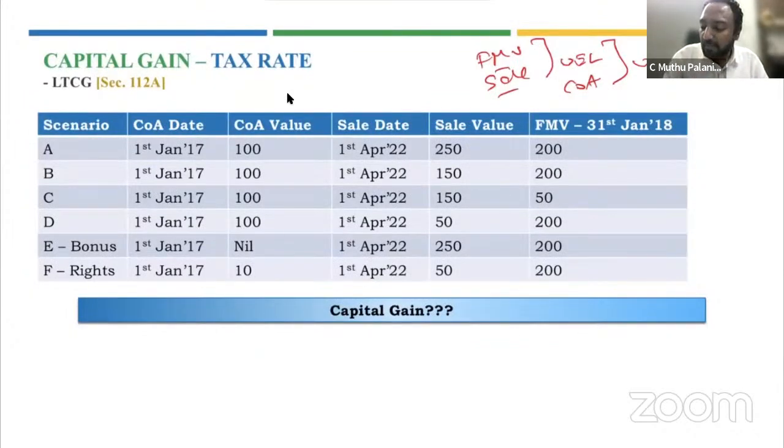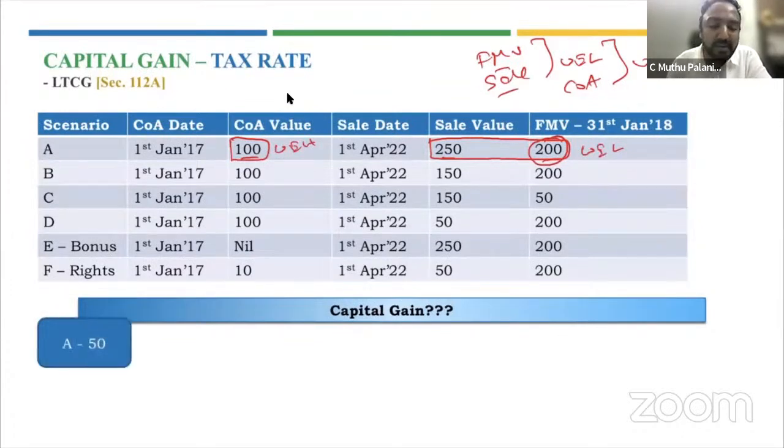Here, what are we saying? My cost of acquisition is 100. My sale value is 250. My fair market value on 31st January is 200. Now, first exercise is to compare these two, 200 and 250. I'll take whichever is lower. So my lower is 200. Now I compare 200 with 100, and I take whichever is higher. So 200 becomes my higher. So my sale value is 250, my cost of acquisition will become 200. So my capital gain will be 50.